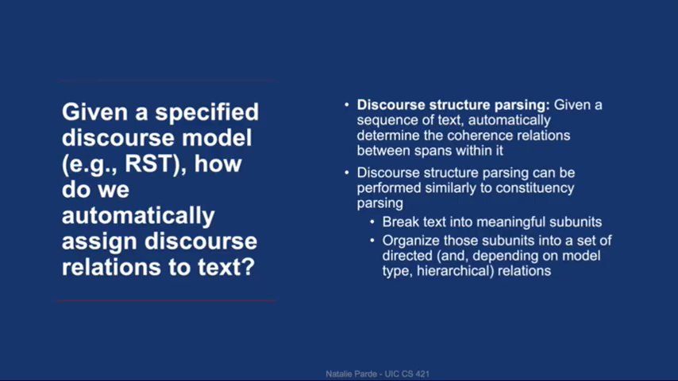We've covered a couple different discourse models, including rhetorical structure theory and the Penn discourse tree bank. However, we haven't yet explored how the discourse relations in these models might automatically be mapped to natural language sentences. The process of performing this mapping is called discourse structure parsing, and specifically, it is concerned with automatically assigning relations from a given discourse model to text spans from a given input. In this way, it's actually quite similar to what we saw earlier this semester with constituency or dependency parsing. The input text is broken into meaningful subunits, and those subunits are organized in a set of directed and possibly hierarchical relations.